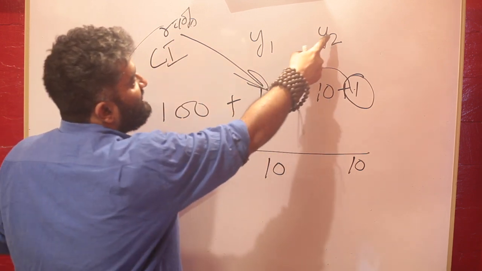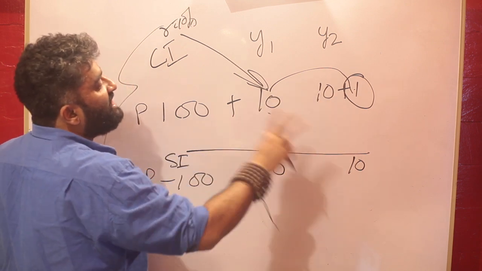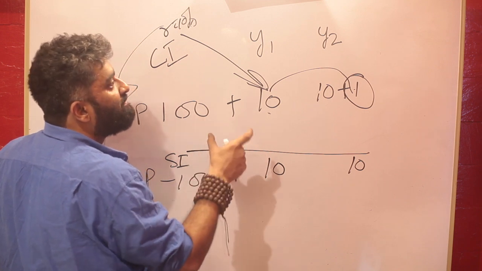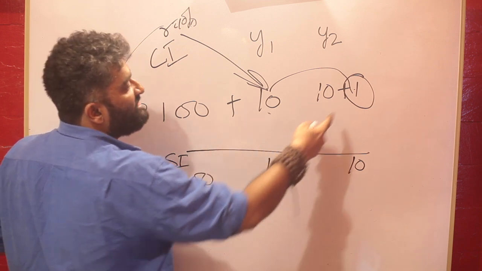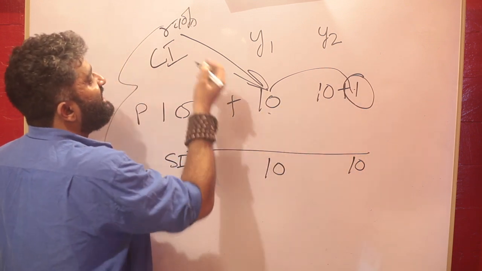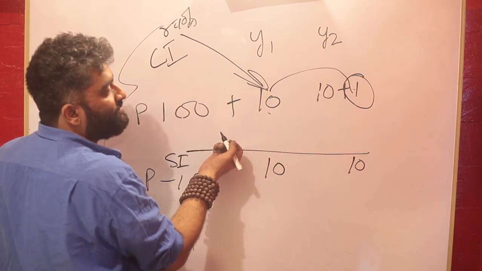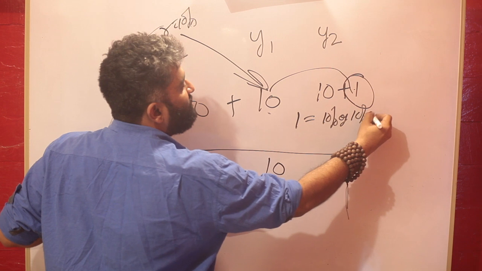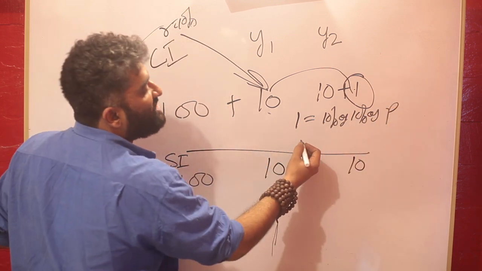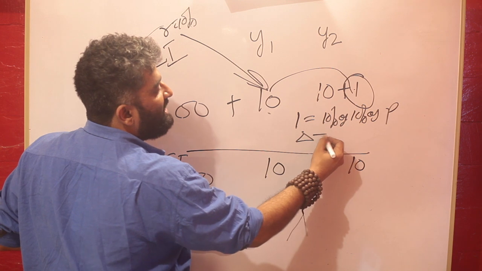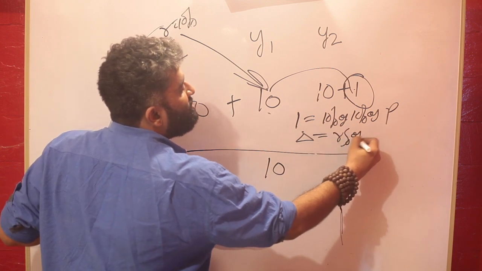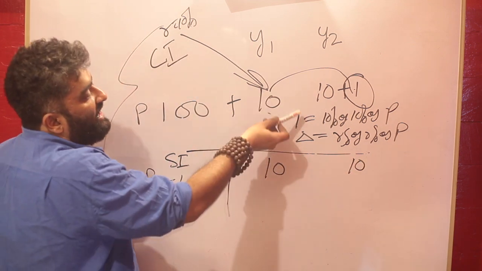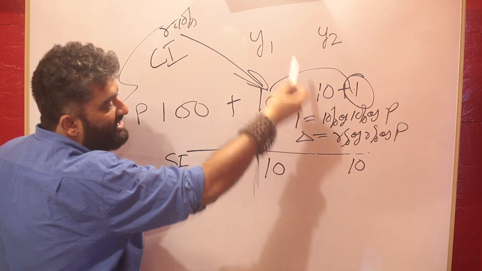So can I say the difference between the simple interest generated and the compound interest generated after 2 years, which is 1 in this case, is nothing but interest on the principal, or this 1 is equal to 10% of P. And in the generalized form, you will say the difference or delta is equal to R% of P.